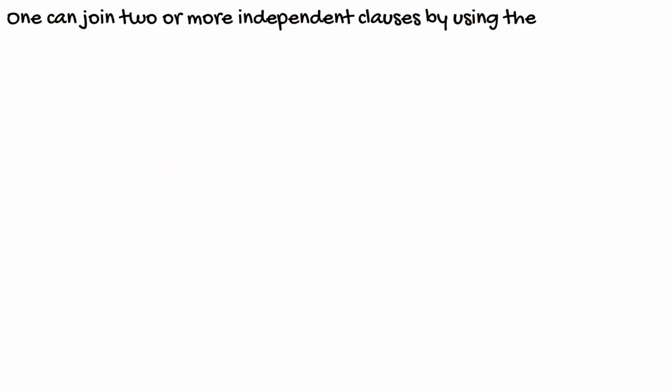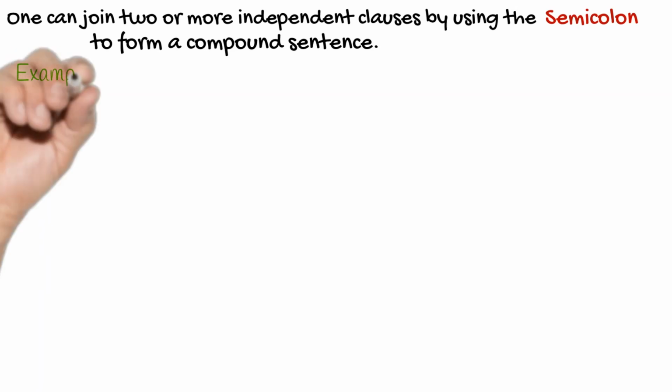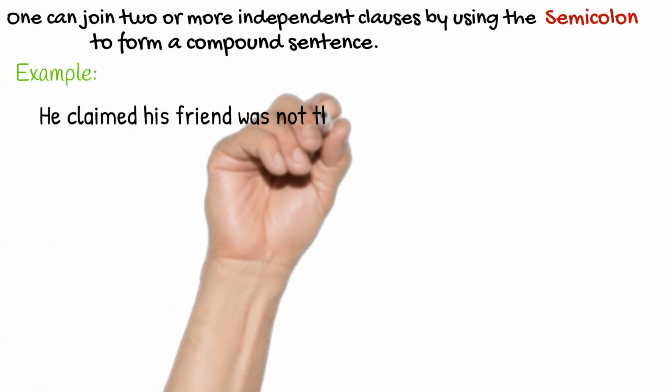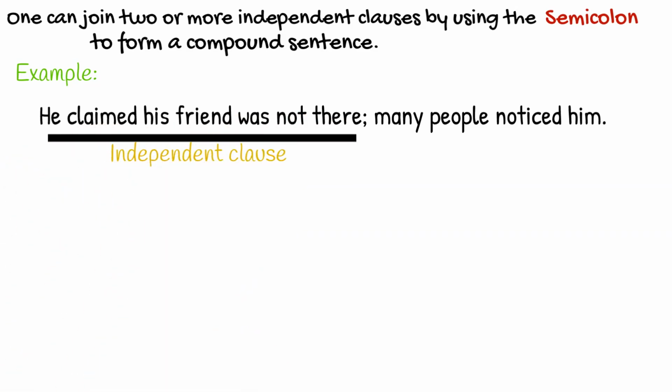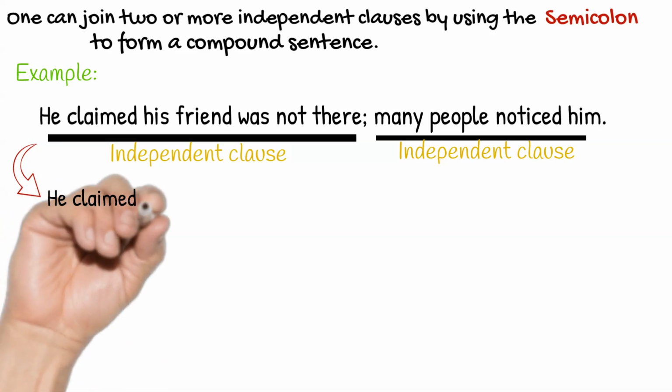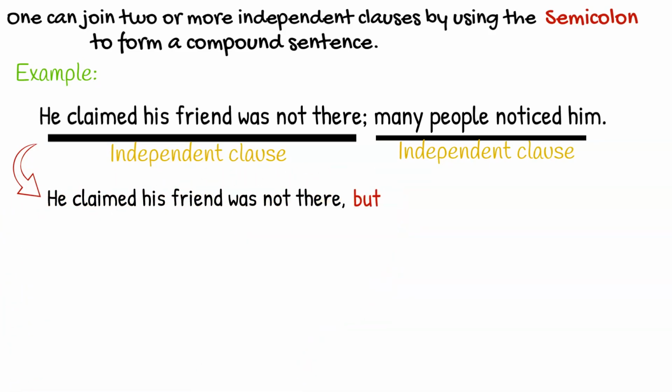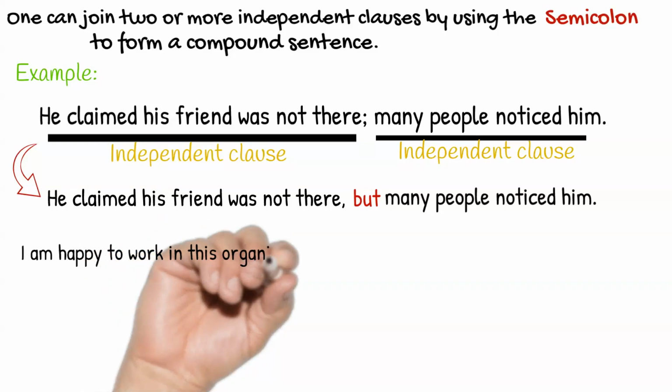One can join 2 or more independent clauses by using the semicolon. Example. He claimed his friend was not there; many people noticed him. Here these 2 independent clauses are joined by a semicolon, and form a compound sentence. He claimed his friend was not there, but many people noticed him. One can join these clauses by using the coordinating conjunction but.